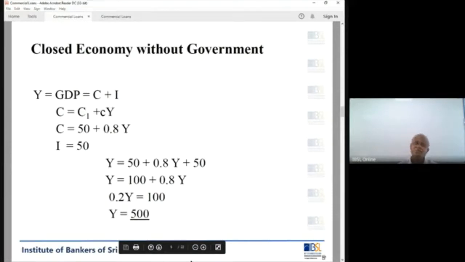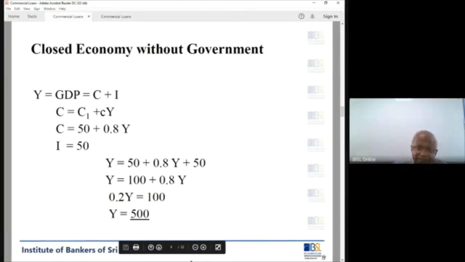Right? Investment, we assume it is 50. At the moment, we assume investment is given. In the ISLM model, we have a different investment function. Investment is 50. Fixed investment. Consumption function 50 plus 0.8y. If it is called autonomous consumption, what is autonomous?